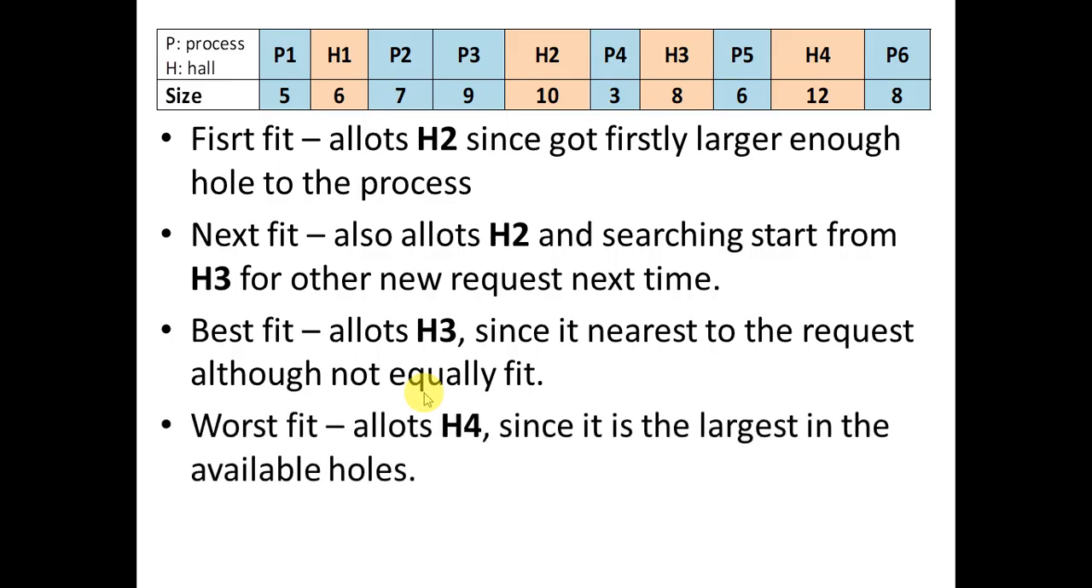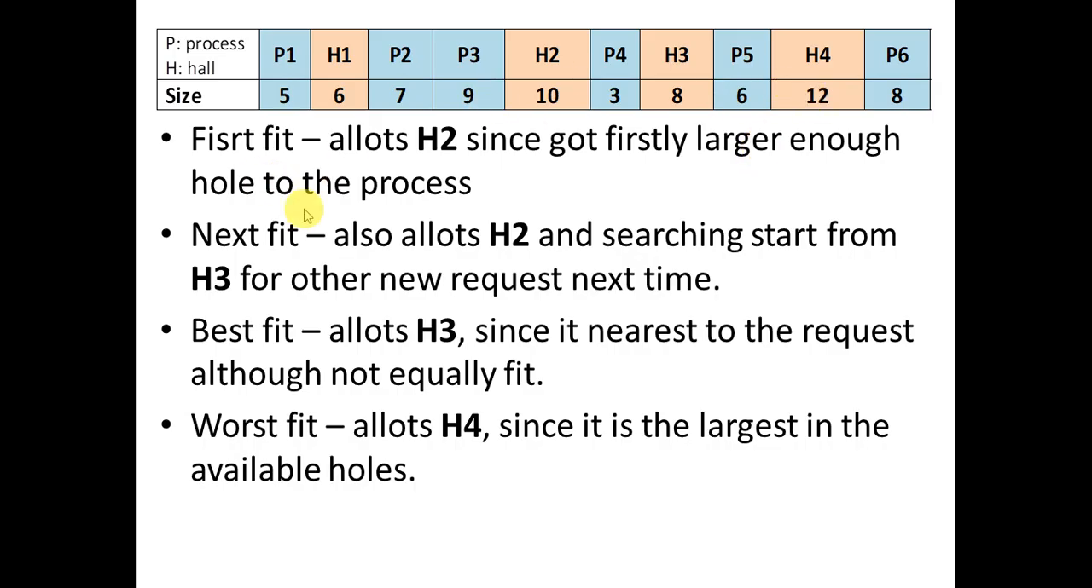Or if the working algorithm is currently worst fit for this process requesting size 7, it allots hole 4. Why is this? Because it searches from the beginning to the end and finds the largest hole, which is the strategy of worst fit.